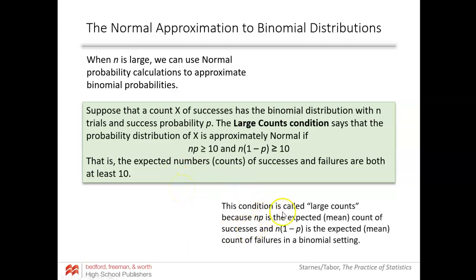Here they just said those same rules in words as opposed to math. n times p is the expected value, or the mean, of the successes, and n times 1 minus p is the expected value, or the mean, of the failures. Basically, the expected value of successes has to be greater than or equal to 10, and the expected value of the failures has to be greater than or equal to 10. You're going to have at least 10 wins and at least 10 losses.